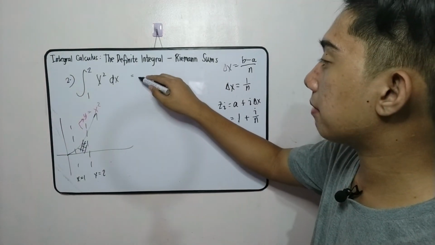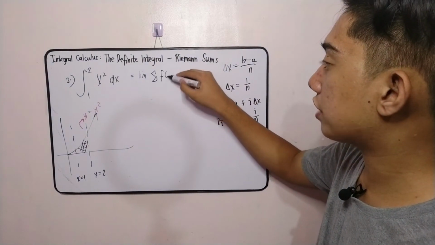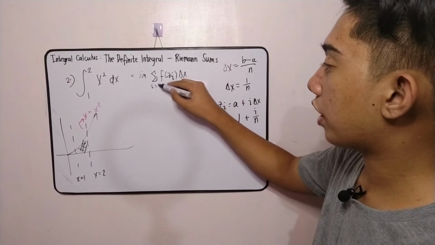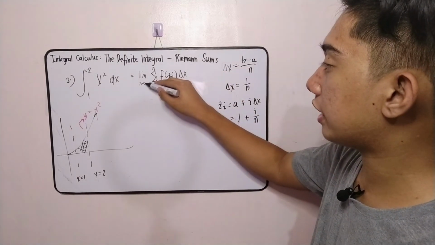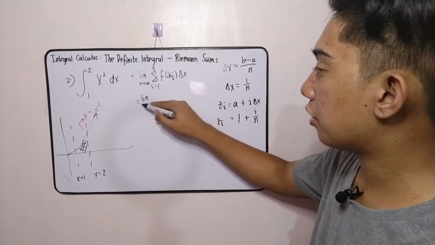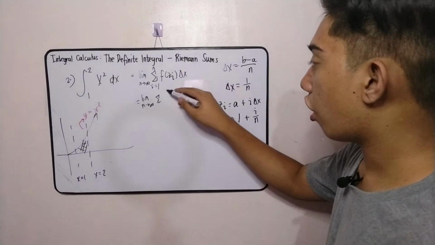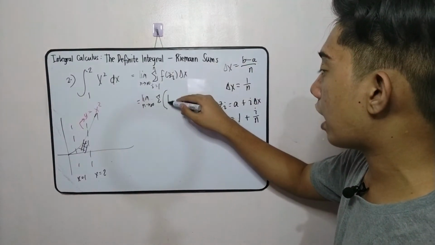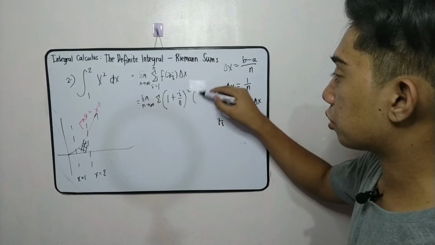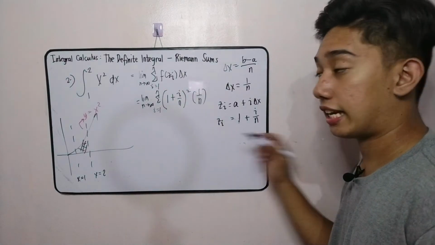So, the Riemann sum is the limit of the summation of f of z sub i times delta x as i is equal to 1 to n and as n approaches infinity. Okay? So, we substitute the values. So, the limit of the summation of quantity 1 plus i over n squared times delta x, which is 1 over n, from i is equal to 1 to n and as n approaches infinity.